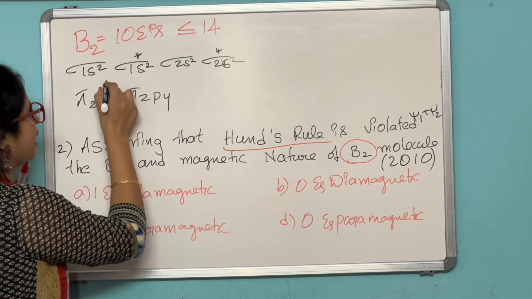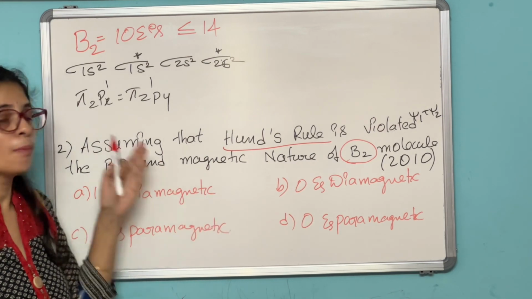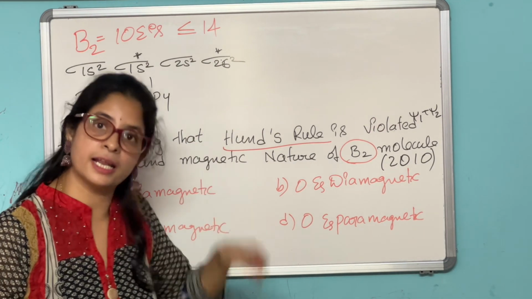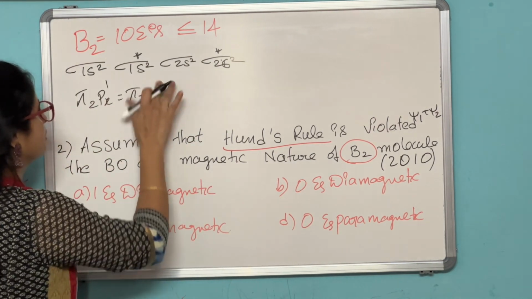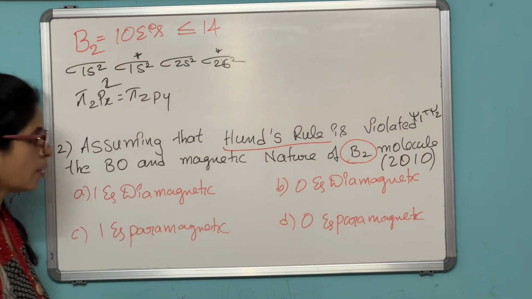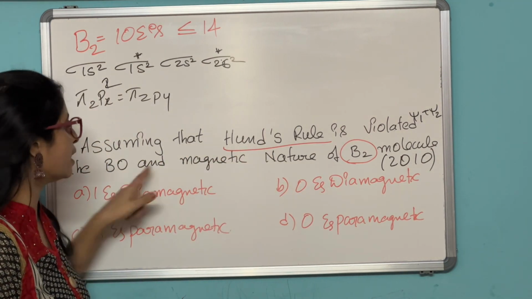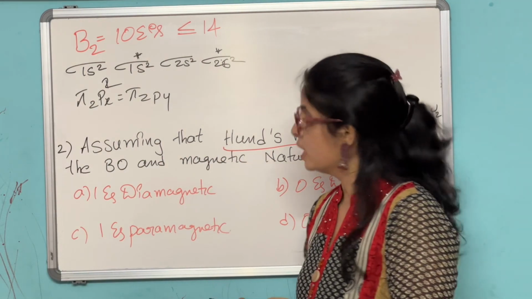How do we fill them? One electron each, because we follow Hund's rule. But he is asking us to violate Hund's rule, so pairing starts right here, in π2p2. Now he is asking us to calculate the bond order and magnetic nature by violating Hund's rule.